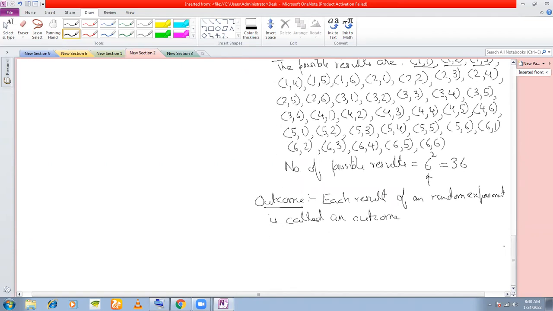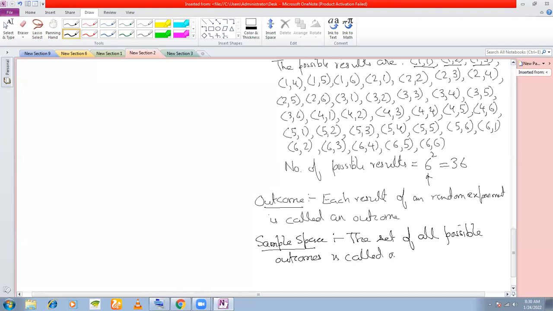Fine. So once we know outcome, we'll now define a very important definition, which is called the sample space. The set of all possible outcomes. You have done sets, right? That set, the set of all possible outcomes, is called a sample space. It is denoted by S.